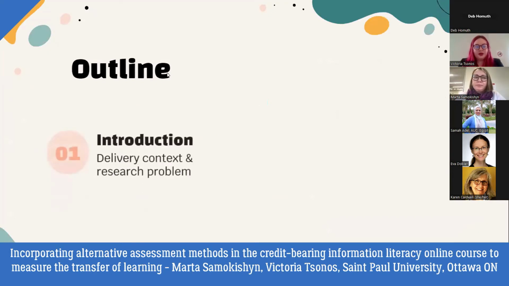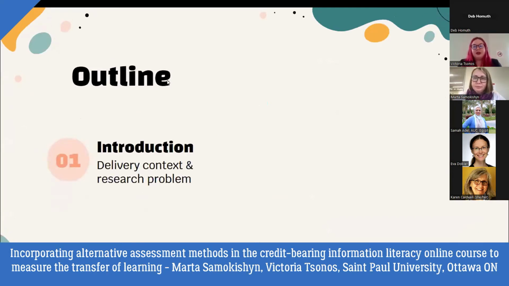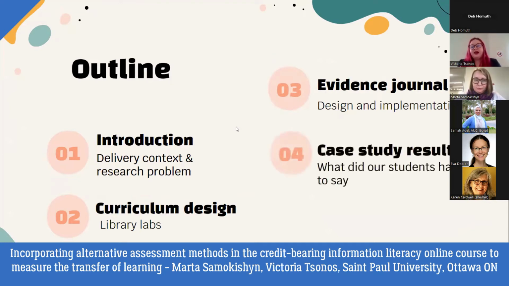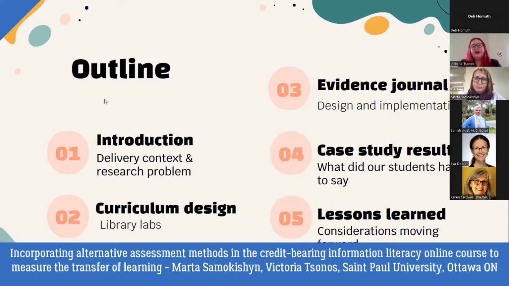So we're going to start off with a brief outline. So firstly, we're going to introduce the delivery context and our research problem. Then we're going to move on to the curriculum design of the library labs. We're going to move on to the form of alternate assessment, which is the evidence journal, so how we designed and implemented them, as well as present our case study and what our students had to say about implementing this type of alternate assessment. And finally, the lessons learned.